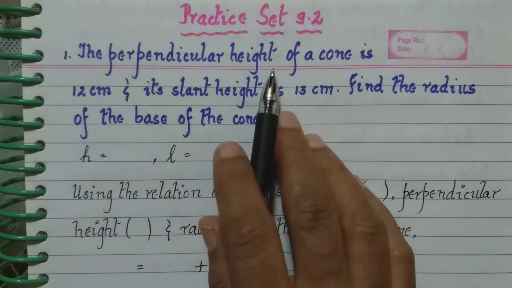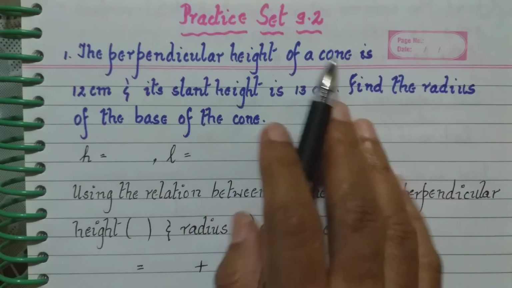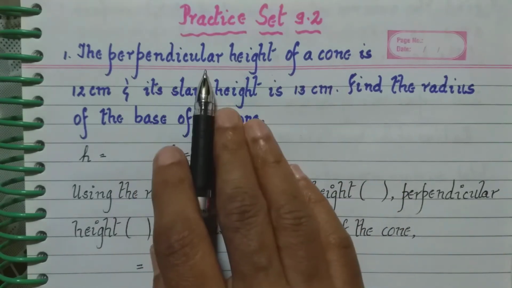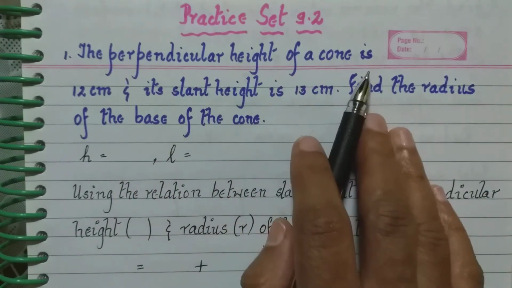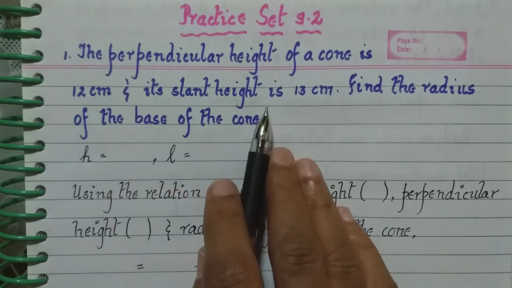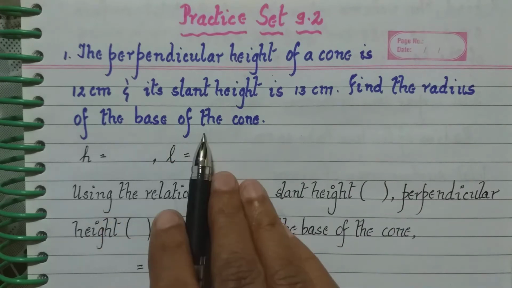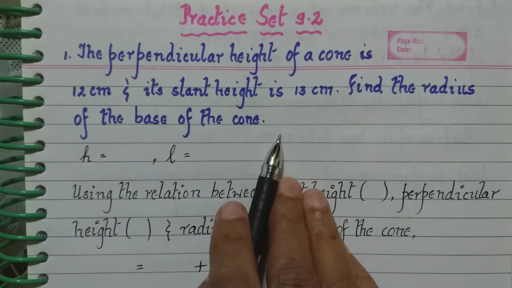Okay, we begin with practice set 9.2. I think I mentioned 8.2. We are beginning now with practice set 9.2. Question 1. The perpendicular height of a cone is 12 centimeter and its slant height is 13 centimeter. Find the radius of the base of the cone.